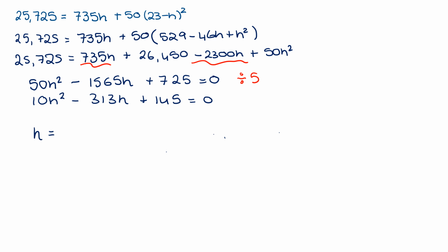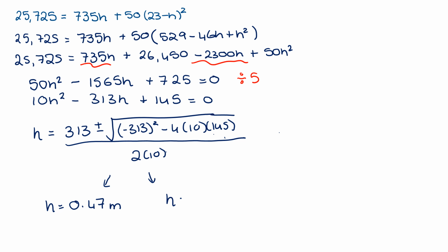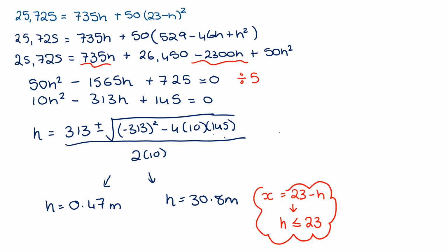So that gives us h equals minus b plus or minus the square root of b squared minus 4ac, all over 2a. Two answers then for h. So we're going to get h equals 0.47 and h equals 30.8 meters. Now you might think both of these are valid. However, remember we said that x was equal to 23 minus h. In order for x not to be negative, h had to be less than or equal to 23. If it was equal to 23, we get an x equal to 0. So because of that, this answer here is not valid. And our actual answer is h equals 0.47 meters.